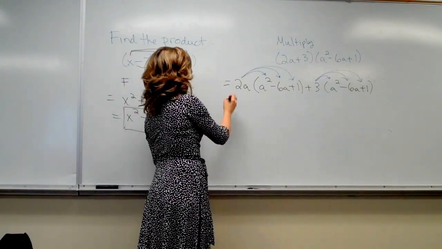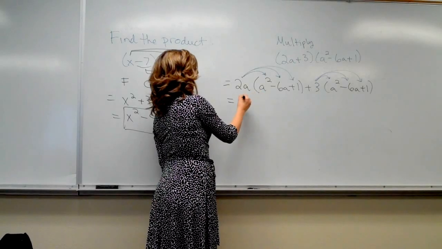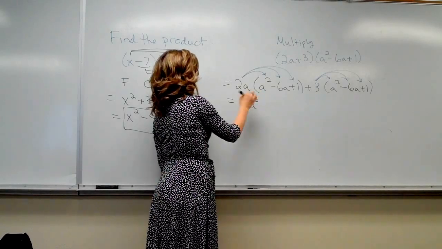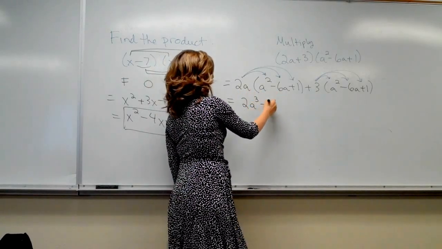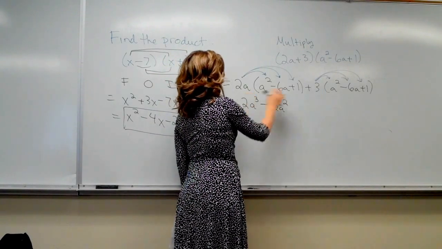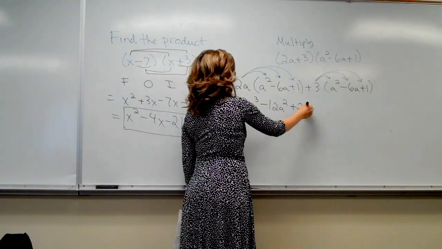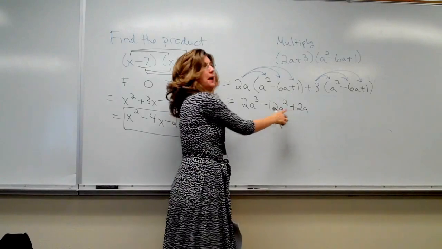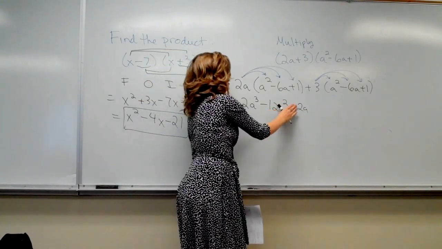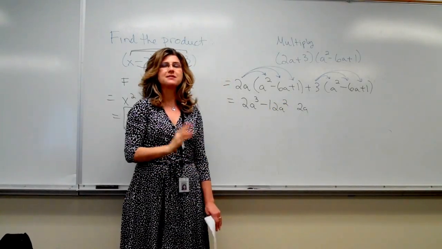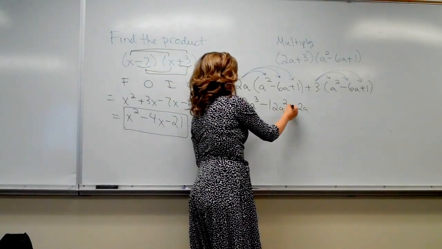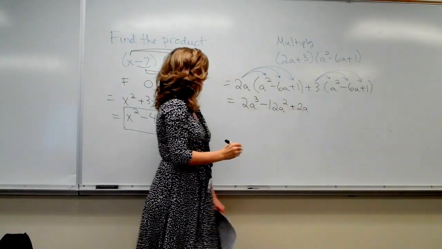We've used them up as soon as we do that. 2a times a squared is 2a cubed. 2a times minus 6a is minus 12a squared. 2a times 1 is plus 2a. Notice this is plus and this is plus, but I have to write the plus. I can't just do this, or later I could look back at this and think I'm supposed to multiply. So remember to write your signs in there.